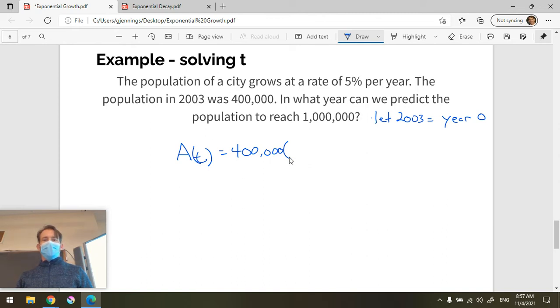400,000 multiplied by, what's my growth factor? 1.05. Notice that 1.5 means that if I multiply this by 1.5, I'd get 600,000. The population would be growing by 200,000 per year if I make this decimal error. That's a huge mistake if I put 1.5. 1.05 is correct. That's 5% as a decimal.